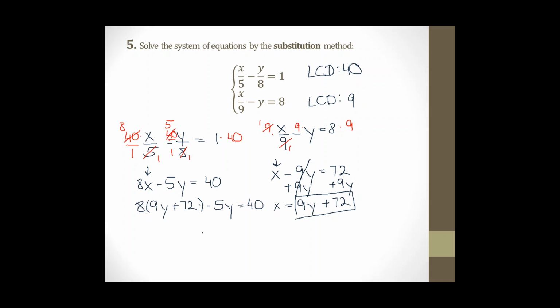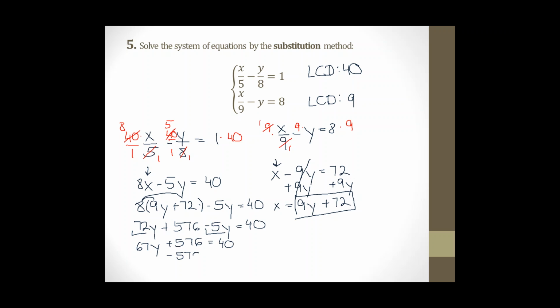Now I'm using the distributive property to eliminate the parentheses, and I have 8 times 9y gives me 72y, and then 8 times 72, that should be 576, bringing down the rest of my terms. Now, because I'm solving for y and I have 2 of the y terms, I'm going to combine them. 72y minus 5y gives me 67y plus 576, and that is equal to 40.